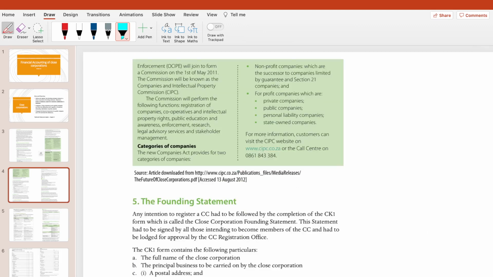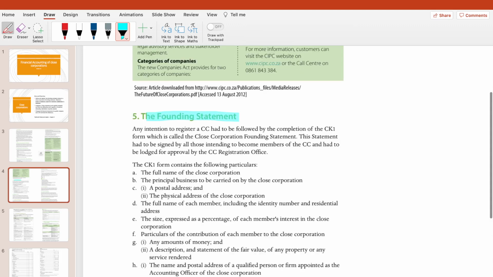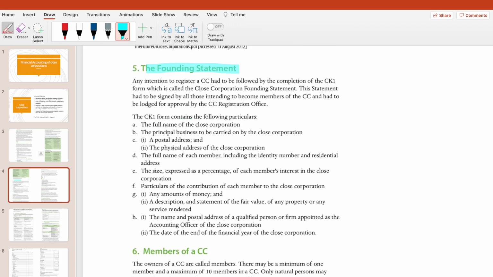It also continues. So firstly, we must have a look and see that there's a founding statement. Any intention to register a CC had to be followed by the completion of a CK1 form, which is then called the Closed Corporation Founding Statement. This statement had to be signed by all the people that are intending to become members of the CC, and they have to hand that into the CC registration office. This CK1 form will contain the following particulars.